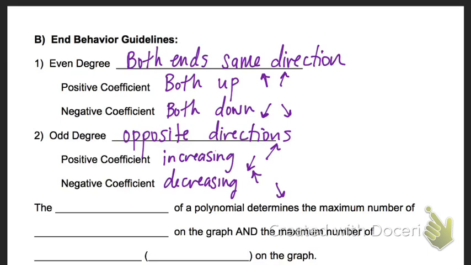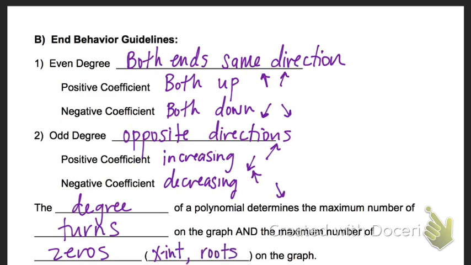The next thing we discovered is that the degree of the polynomial determines the maximum number of turns and the maximum number of zeros or x-intercepts or roots. I could call them any of those things.